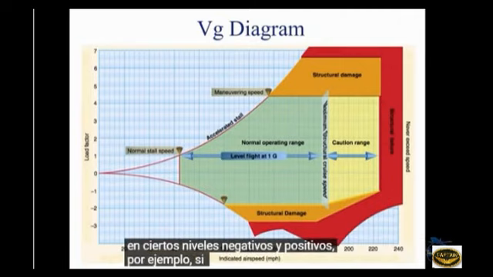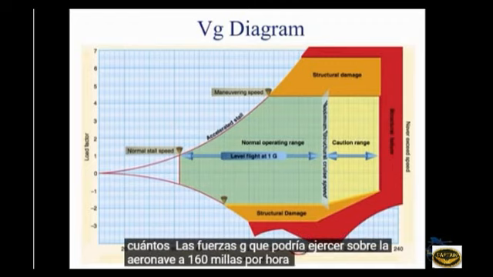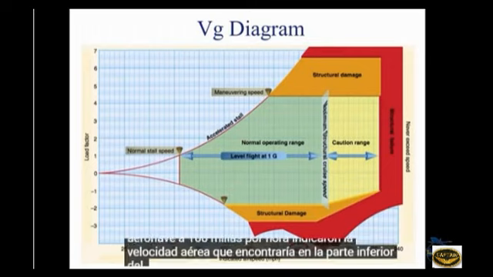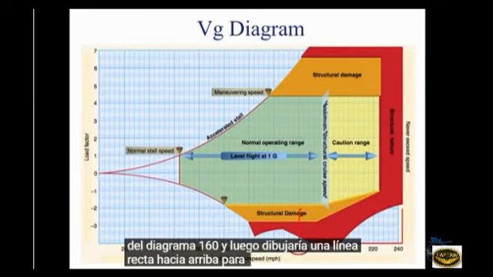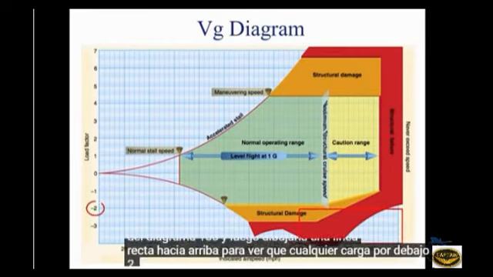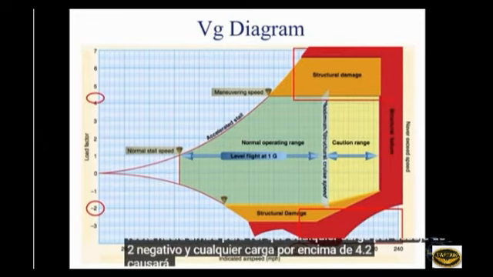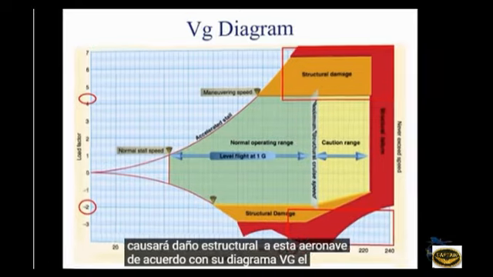For example, if you wanted to know how many G-forces you could exert on the aircraft at 160 miles per hour indicated airspeed, you would find 160 on the bottom of the diagram and then draw a line straight up to see that any load under -2 and any load above 4.2 will cause structural damage to this aircraft according to its VG diagram.